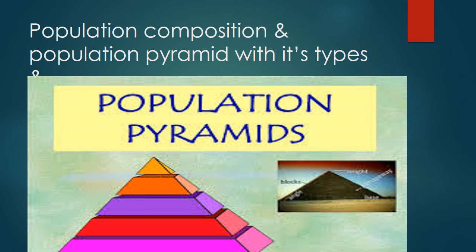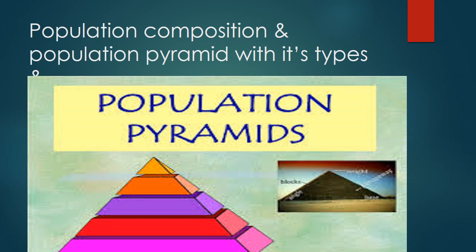Hello students, today's topic is population composition and population pyramid with its type. So now what is population composition? What do you understand by composition? Now population composition is the description of population according to the characteristics like age and its sex.